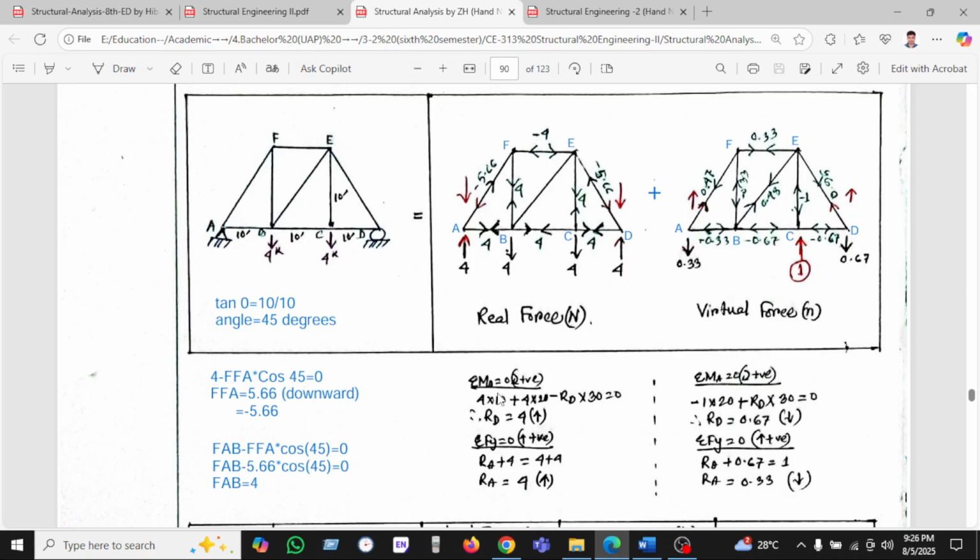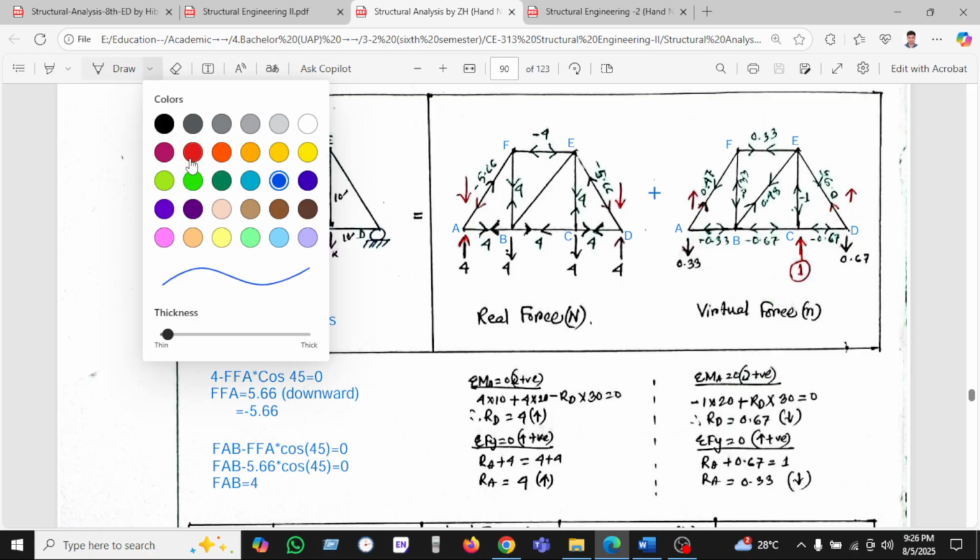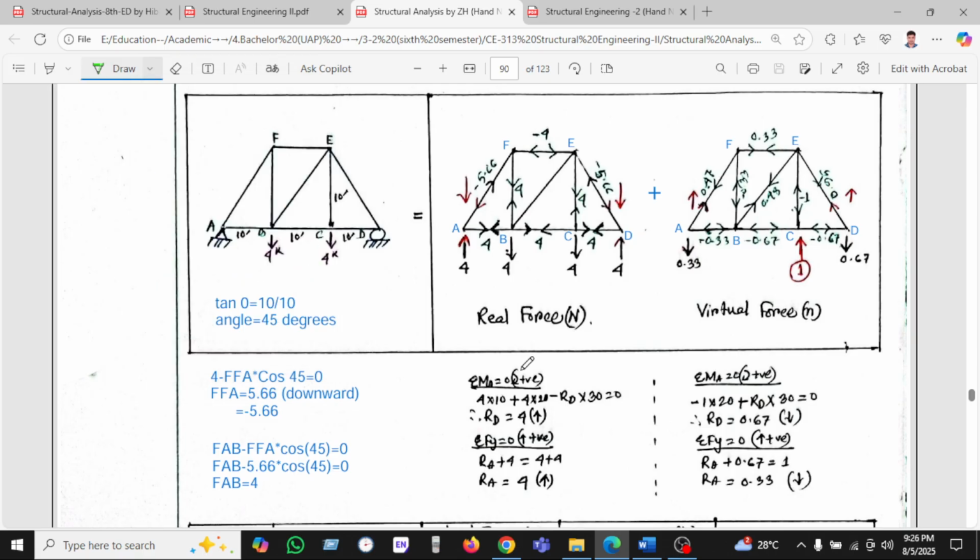We take the moment summation of MA equal to 0. The force is 4 into the perpendicular distance of 10, so 4 into 10, and another load is given, 4 into 20, and here is D. We can see here.